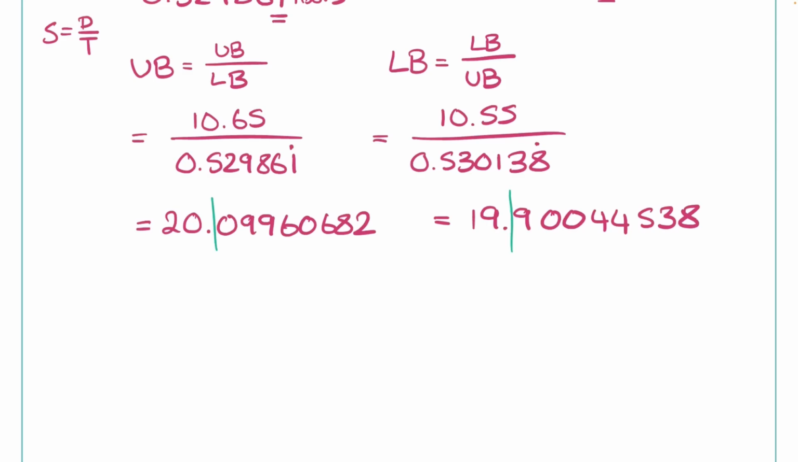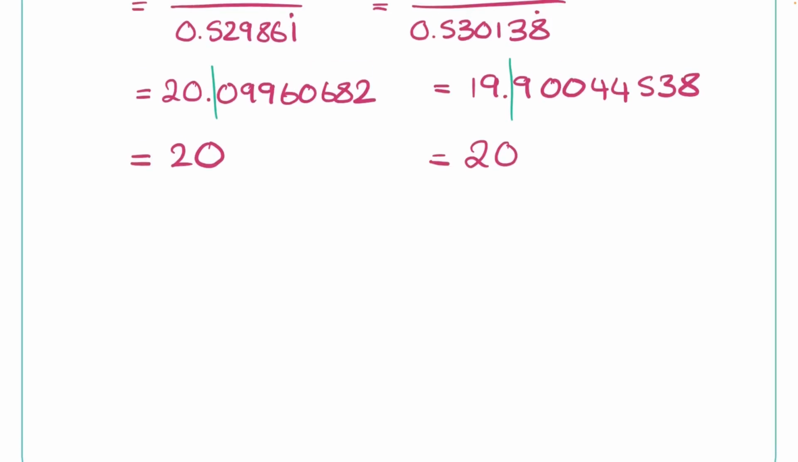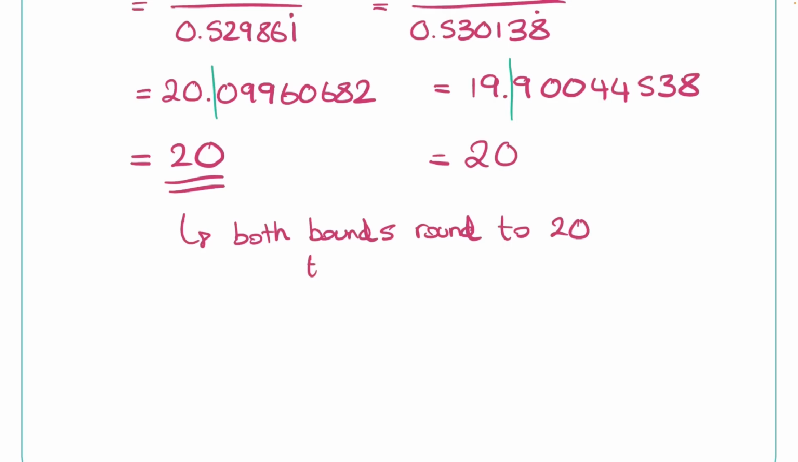So on the left, this number rounds to 20. That's to 2 significant figures, or you could say to the nearest whole number, but we'll use significant figures. And on the right, 19.9 also rounds to 20. So to 2 significant figures, we get the answer 20. So for this one here, I would say 20, and my reason would be to 2 significant figures. There we go. I've just put something along the lines of both bounds round to 20 to 2 significant figures.